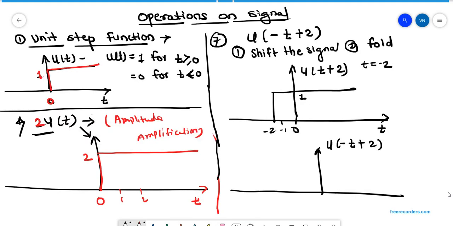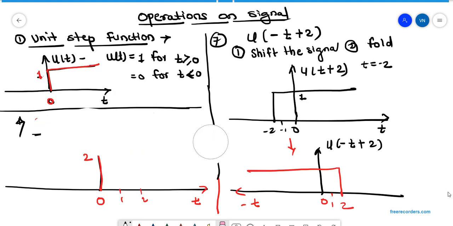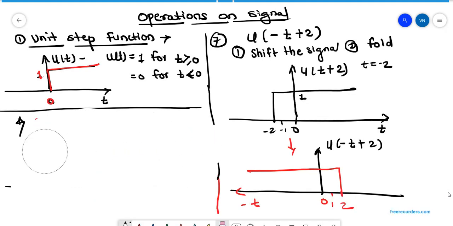So how do we write it? Just write a mirror image, a folded signal of that. So it will start 2, 1, 0, like this. It's basically a mirror image. So it is always very important that you first shift the signal and then fold the signal.